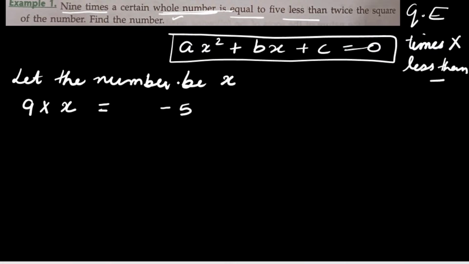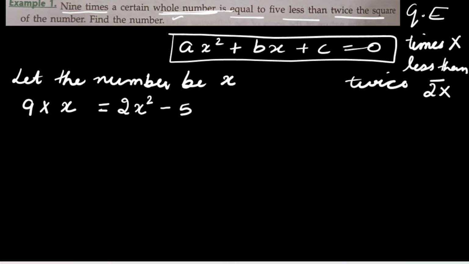So I have to subtract 5 from something, but from which thing? Twice the square. Twice means 2 times. Twice the square of the number. The number is x, which we have assumed. Square means its whole square I have to do. So this is 5 less than twice the square of the number.